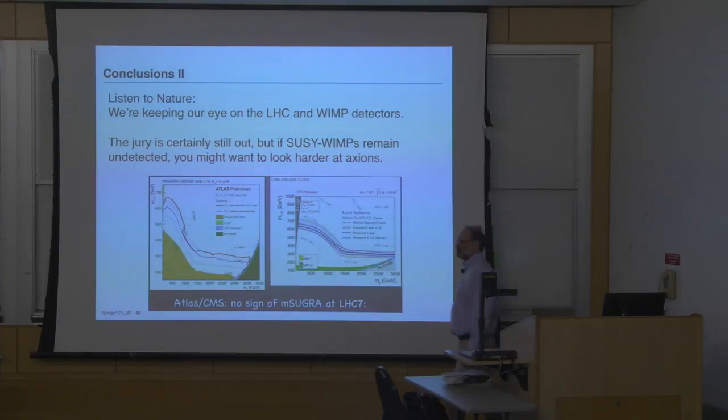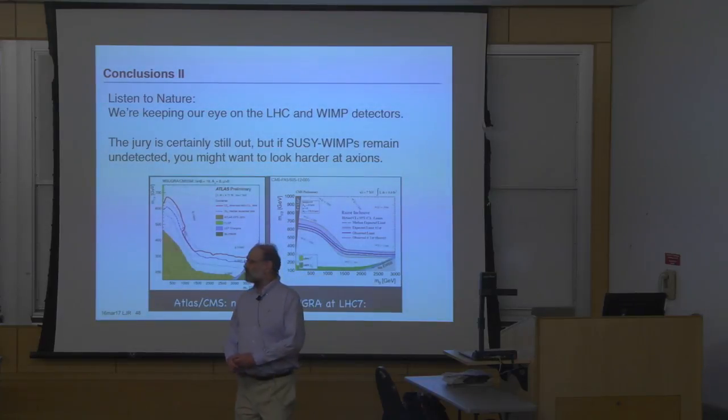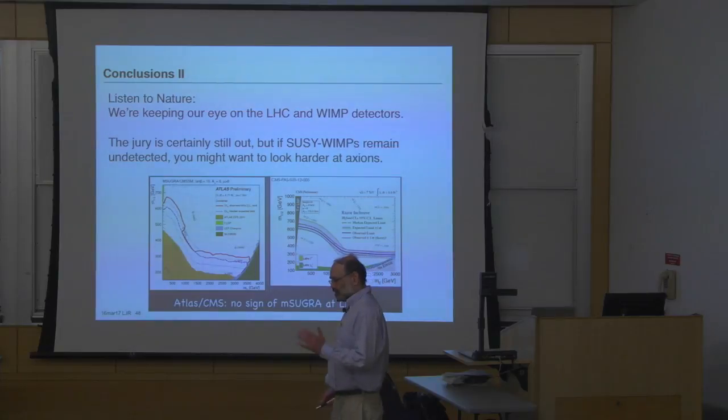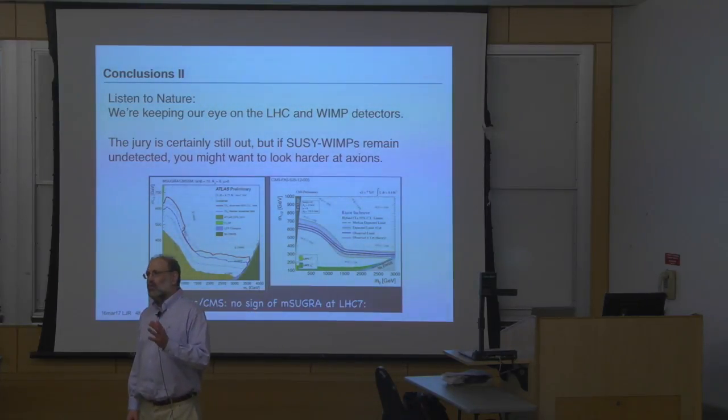Conclusions two. Listen to nature is, I guess, my conclusion on conclusions two. The LHC and the WIMP detectors are crucial. I was surprised that LHC didn't find supersymmetry. I thought it was a 50% Bayesian prior, and I'm quite surprised. I'm also surprised the terrestrial WIMP detectors didn't see WIMP recoils. That surprised me a little.